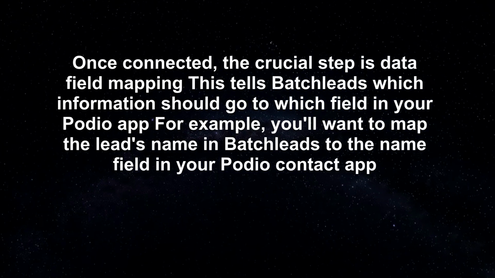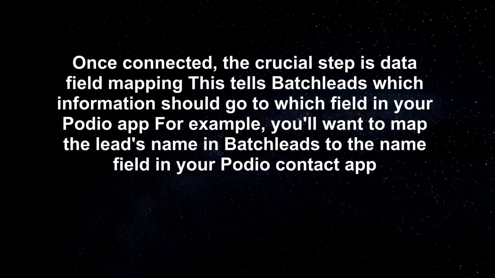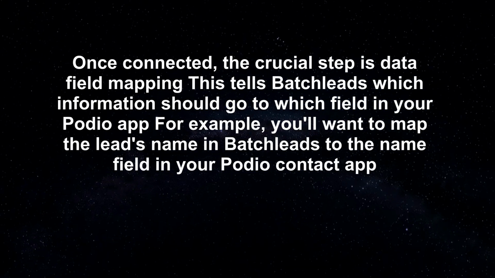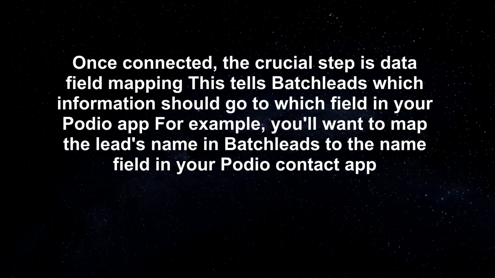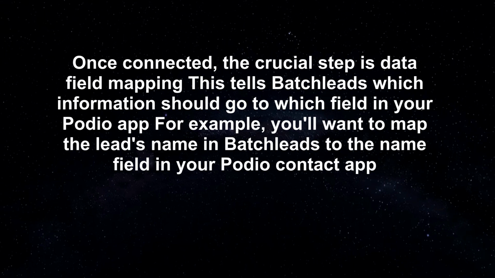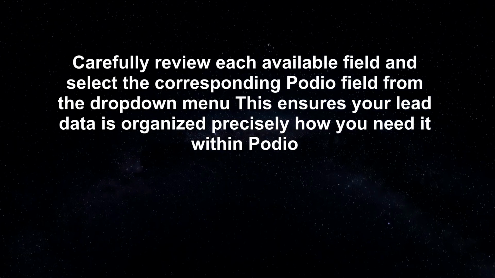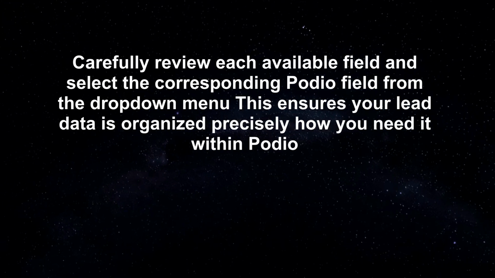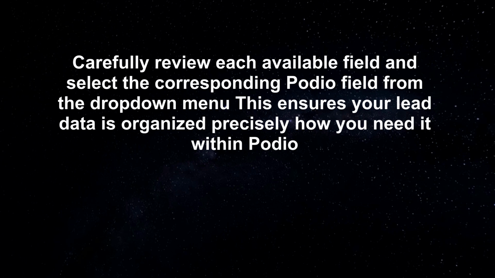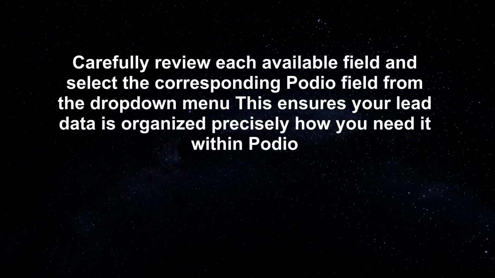Once connected, the crucial step is data field mapping. This tells Batchleads which information should go to which field in your Podio app. For example, you'll want to map the lead's name in Batchleads to the name field in your Podio contact app. Carefully review each available field and select the corresponding Podio field from the drop-down menu. This ensures your lead data is organized precisely how you need it within Podio.